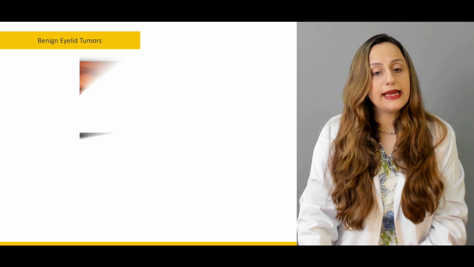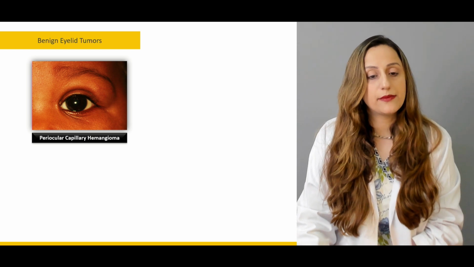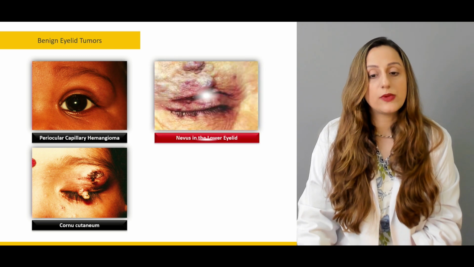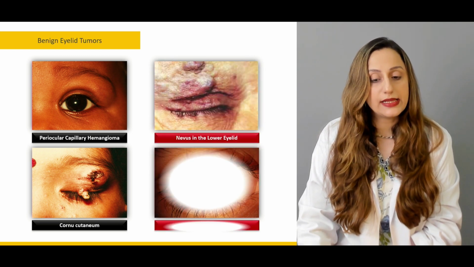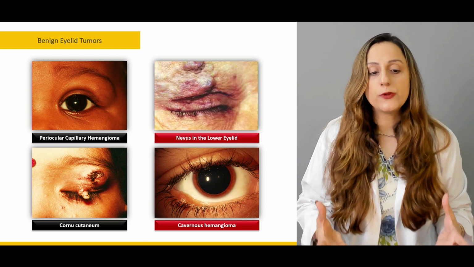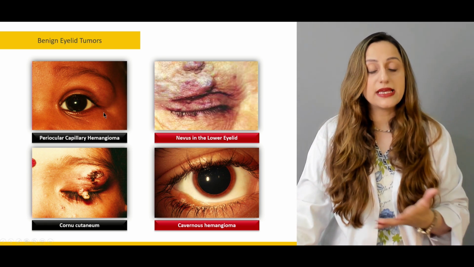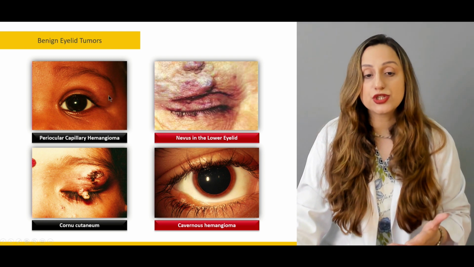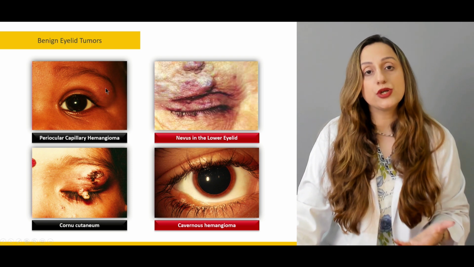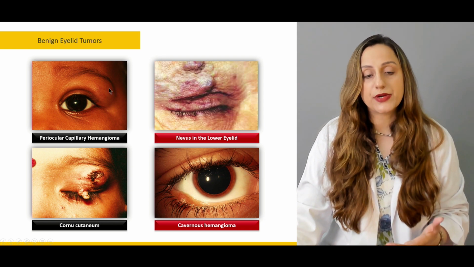Then we have the benign eyelid tumors. That can be the periocular capillary hemangiomas as well. Then we have the cornu cutaneum, and then we have the nevus in the lower eyelids, as well as the cavernous hemangiomas. First of all, dealing with the periocular capillary hemangiomas, just look at the condition. It's basically a hemangiomatic condition. It's a collection of blood vessels. Again, there is an abnormal growth of abnormal tissue out there. So this is a hemangioma.